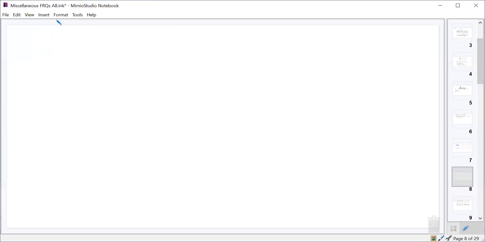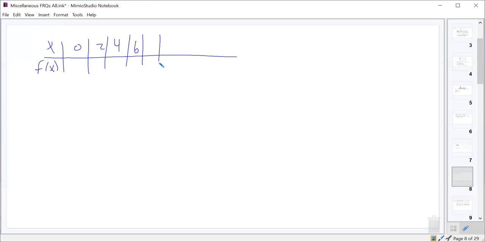They give us a chart where x is the distance in miles from the city center, and f of x is the density in hundreds of people per mile squared. We got x values 0, 2, 4, 6, 8, 10, and f of x values 50, 45, 40, 30, 15.